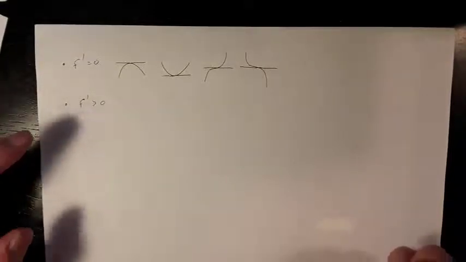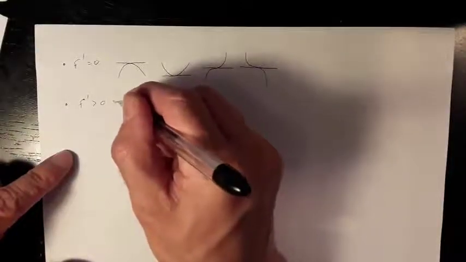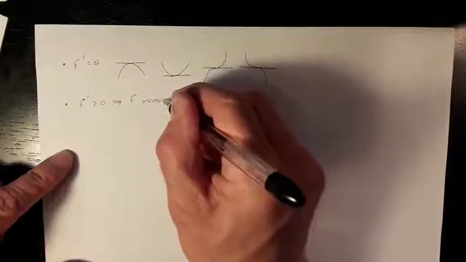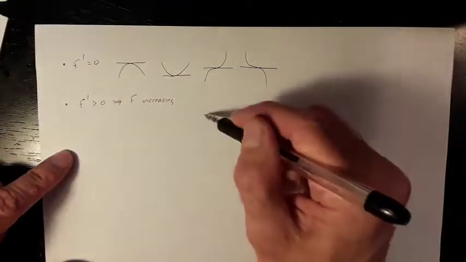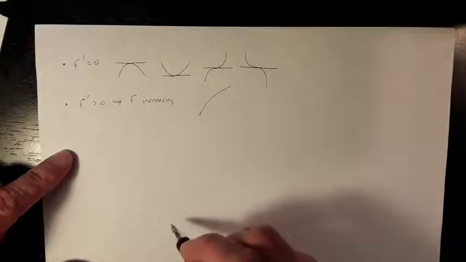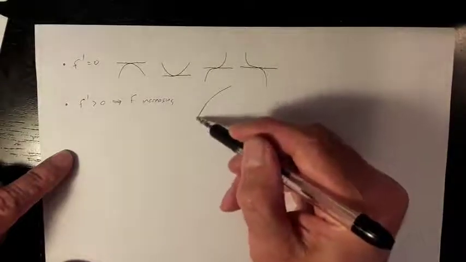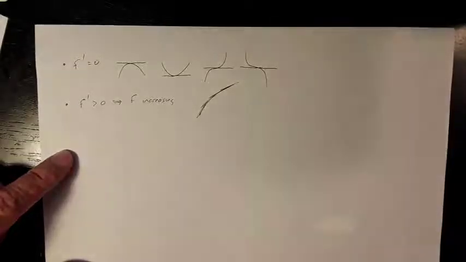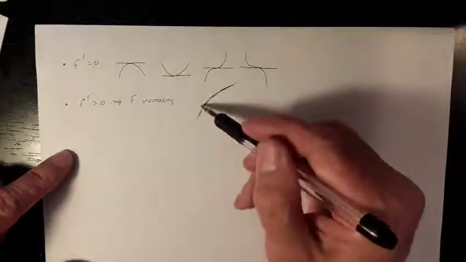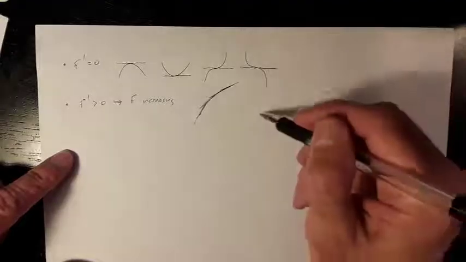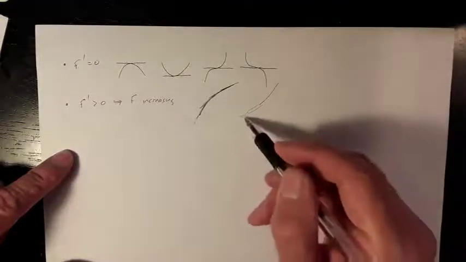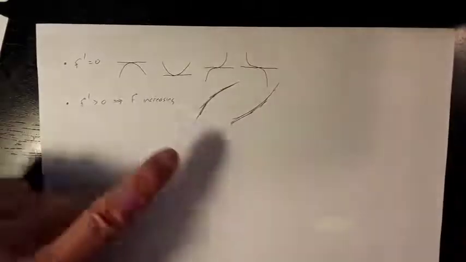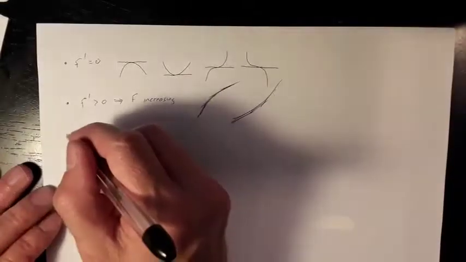When f prime is greater than 0, this means that f is increasing. And you can see that anytime you have a function that's increasing from left to right, any tangent line you put on there is going to have positive slope. Even if this thing were like this, any tangent line you put on there is going to have positive slope. In other words, the derivative is positive when the function is increasing.